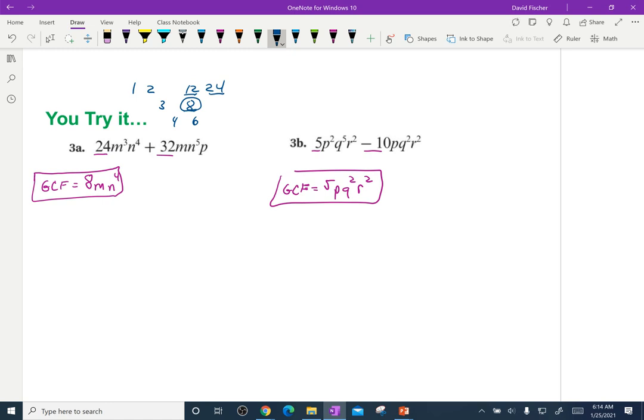And then m's, they both had m's. So m to the first was the smallest exponent. They both had n's, so I took n to the fourth. And even though that second one had a p, the first one didn't have a p. So I can't say they were common. Over here, a little bit easier. 5 is the largest number. 5 is prime. So if 5 goes into 10, well, then that's going to be our greatest common factor.